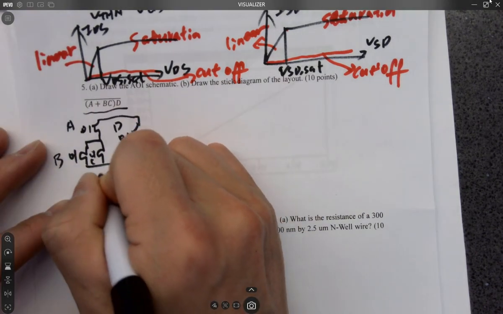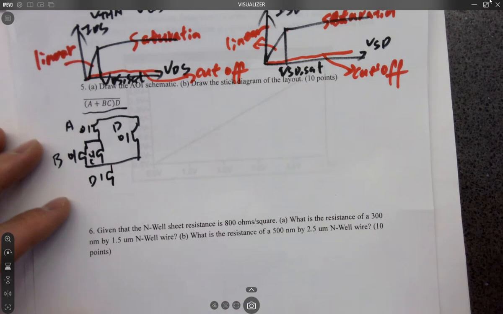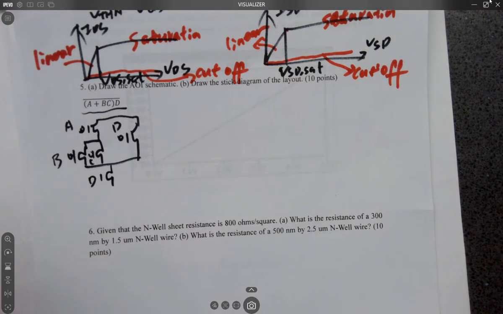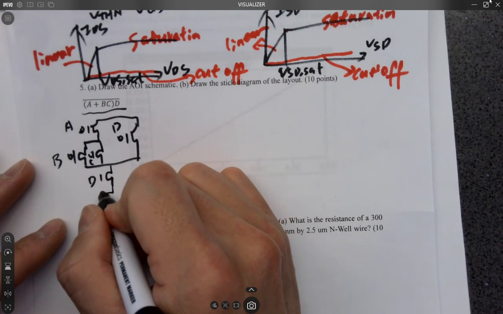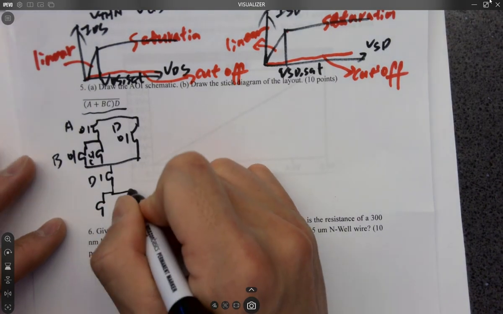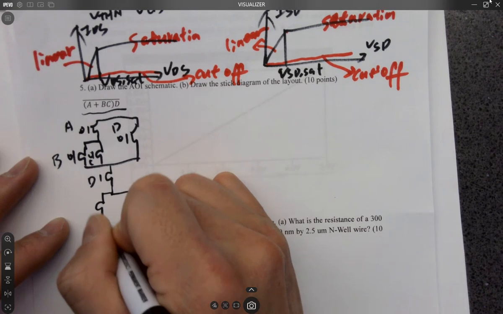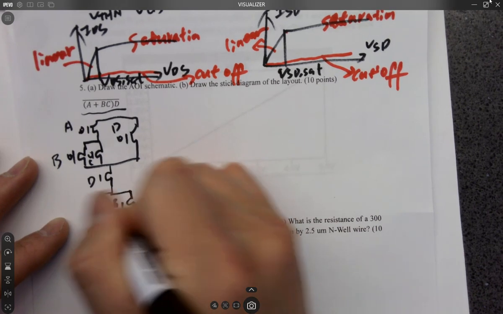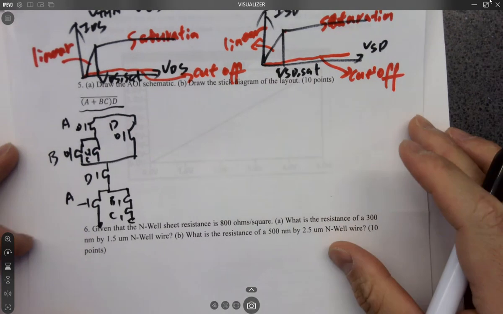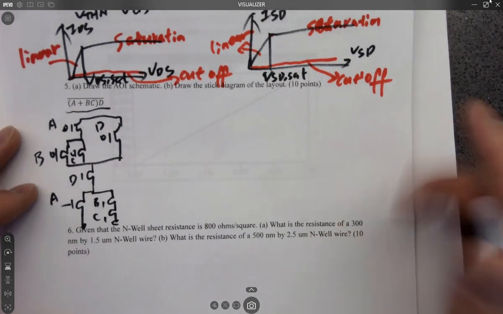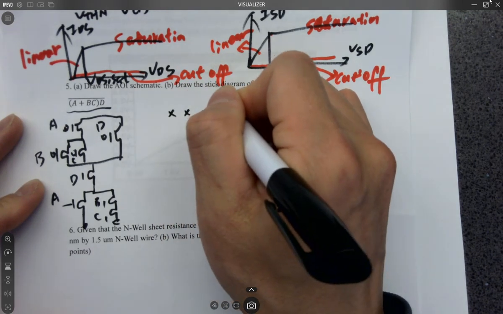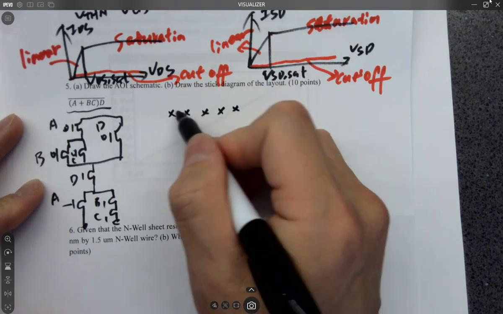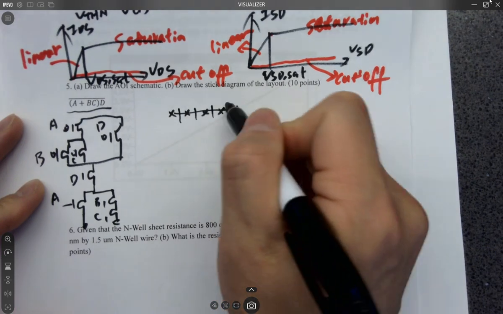So we should have a D first, and A, B, C are in parallel, and B and C are in series. That's the first solution. You got 4 transistors and 5 nodes.